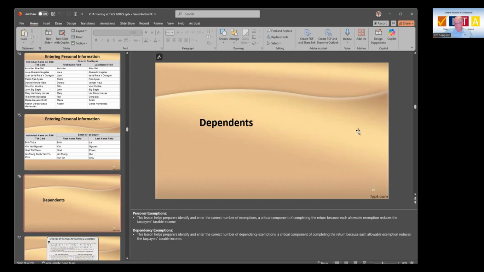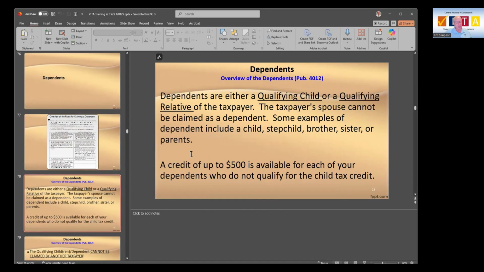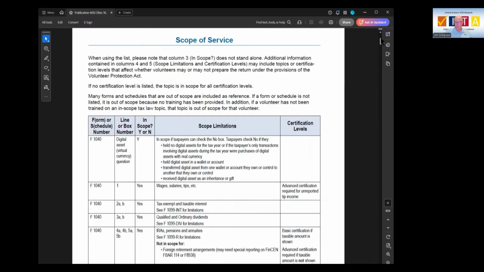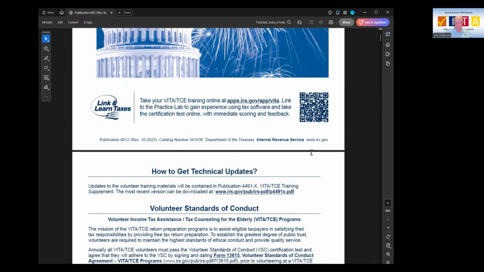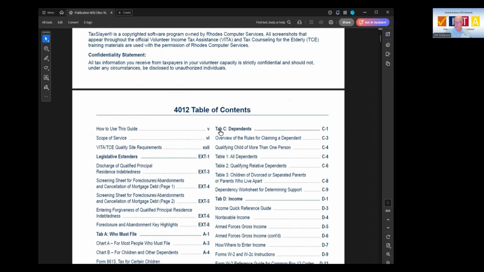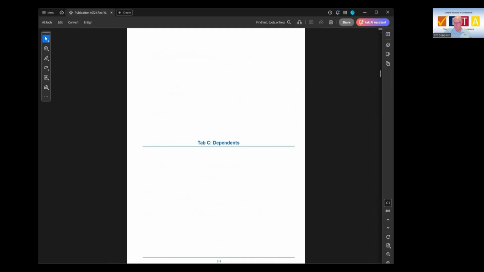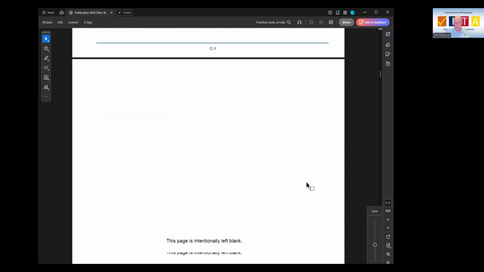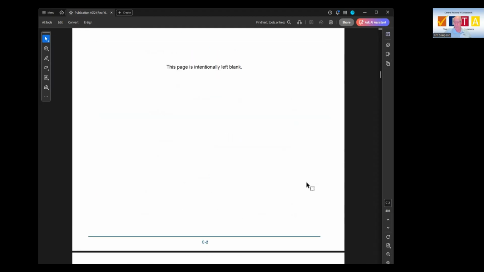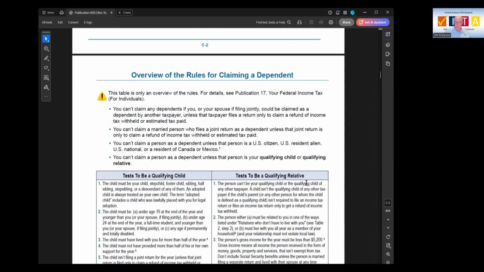Okay, we can get a drink here, and then we're going to dive into the dependents slides to reinforce what I'm going to show you using the 4012. This time I think I will go back up to the table of contents so I don't give you a headache of scrolling through it. This is under tab C, dependents. I'll make this a little bit bigger so it's easier to see. And I would encourage you, if you've got the book, open it up or have it open as a PDF in the back of the screen.